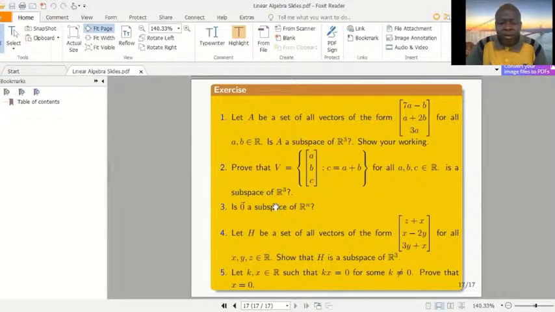Thank you for watching. We've been looking at how to determine if a given set is a vector space or if a given subset is a subspace. And we looked at the conditions that must be satisfied. We've gone through very many examples.